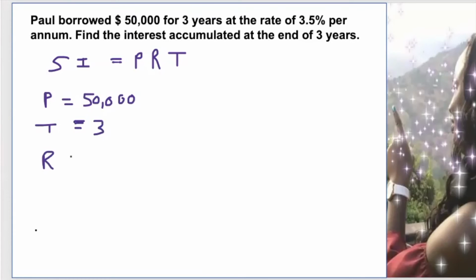Finally, I have the rate. The rate is 3.5%. Rate is always converted to decimal, so I will have 3.5 divided by 100, and that will give me 0.035. So our rate is always in decimal when we're calculating it.